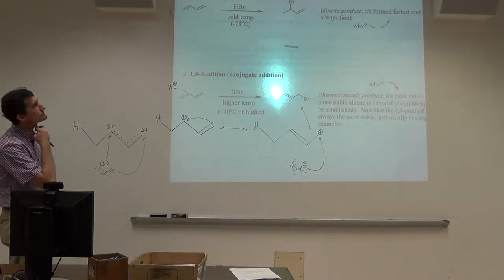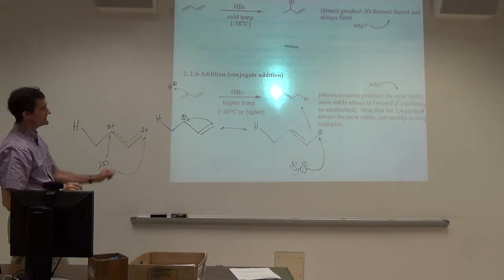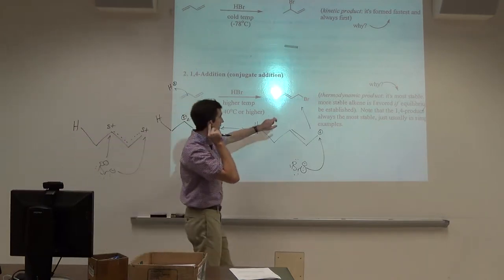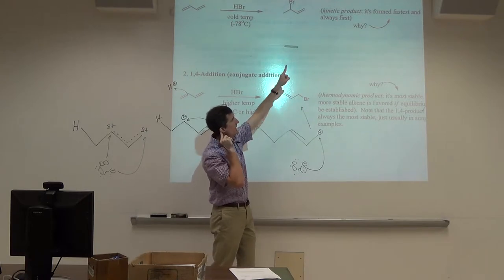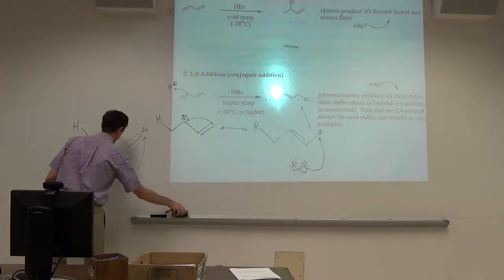Well, why do you get the 1,2 formed fastest and this one most stable? We already know why this is most stable. We answered that. Why is the 1,2 form fastest? Let's answer that.